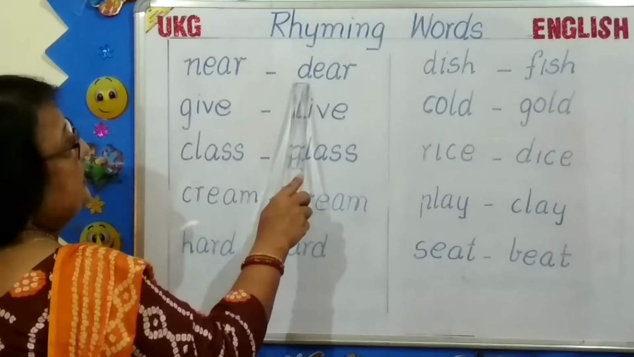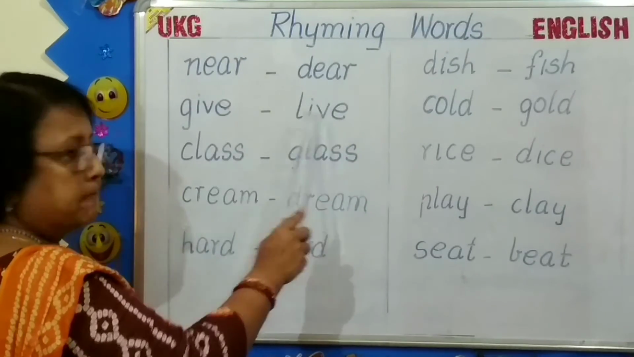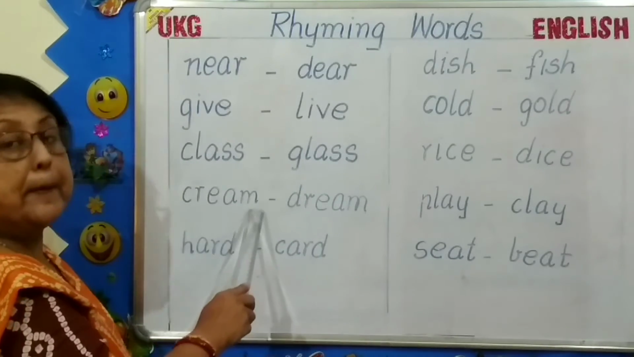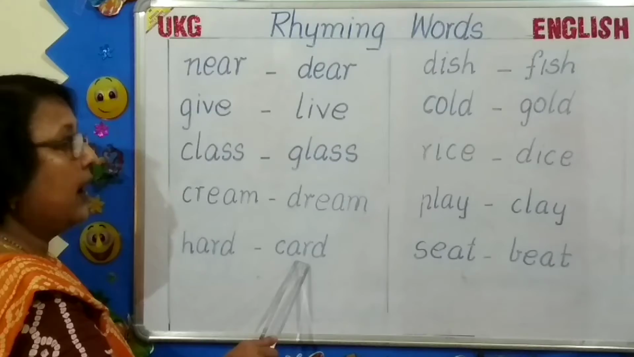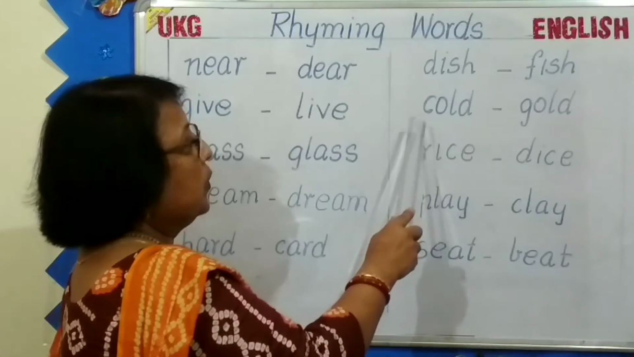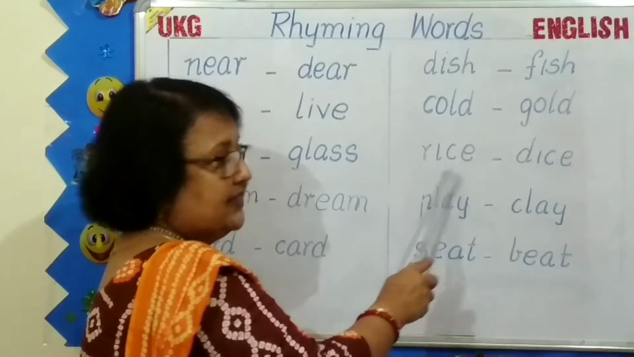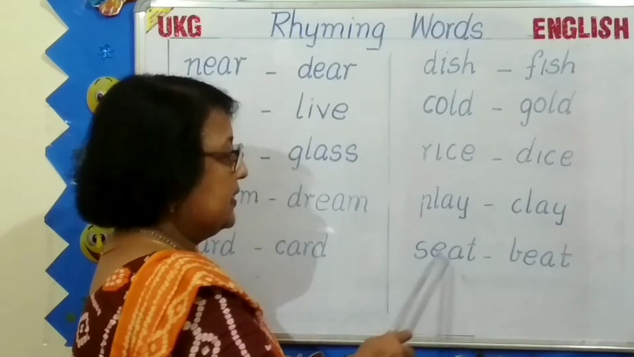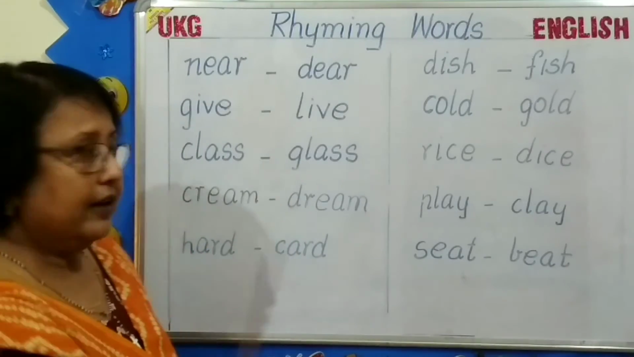Near, dear, give, live, class, glass, cream, dream, hard, card, dish, fish, cold, gold, rice, dice, play, clay, seat, beat. So children, what have we done?